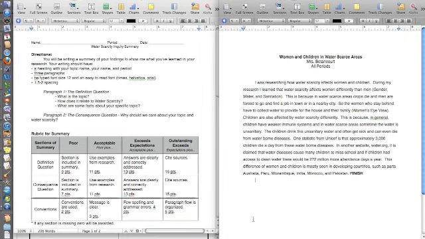So, women and children, and actually, I'm going to start with my research shows that women and children are more affected by water scarcity. This is an issue because it means that women and children in water scarce areas have a lower quality of life.